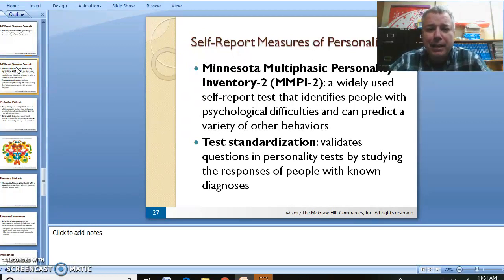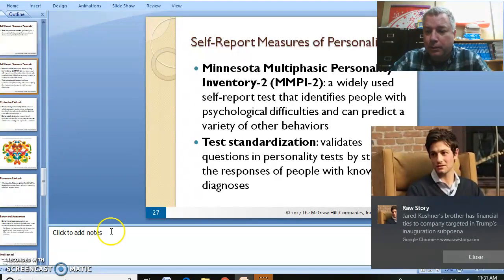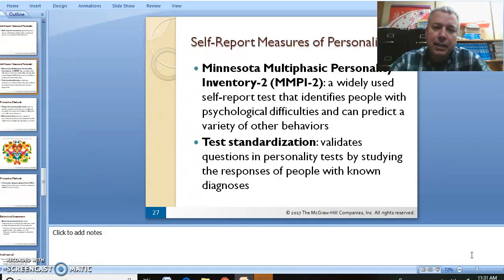You have the MMPI, which is widely used in the United States. It can identify psychological problems and difficulties, but you might have problems with measuring variability or a variety of different types of behaviors. You got to make sure that the tests are standardized in the way that people take it. There's no difference. So you want to make sure there's no confounding variables involved. And so the standardization process helps with that.